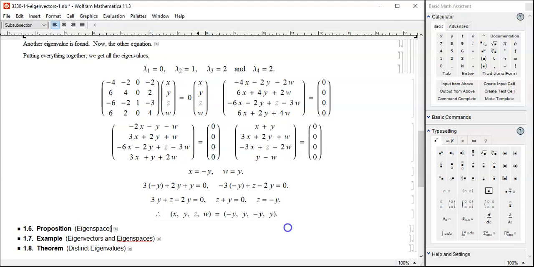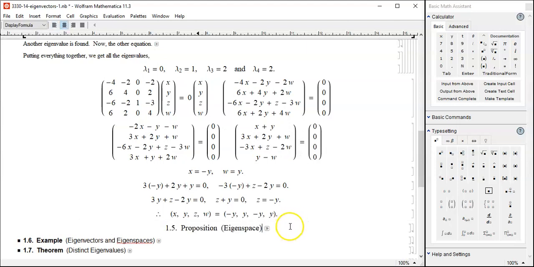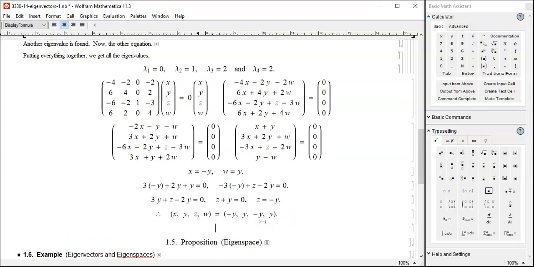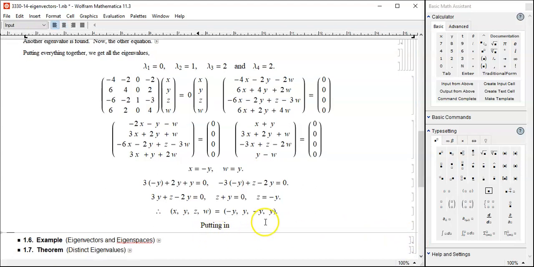And then we can, putting in y equals 1, we get minus 1, 1, minus 1, 1. Looks like we got an eigenvector for eigenvalue 0.